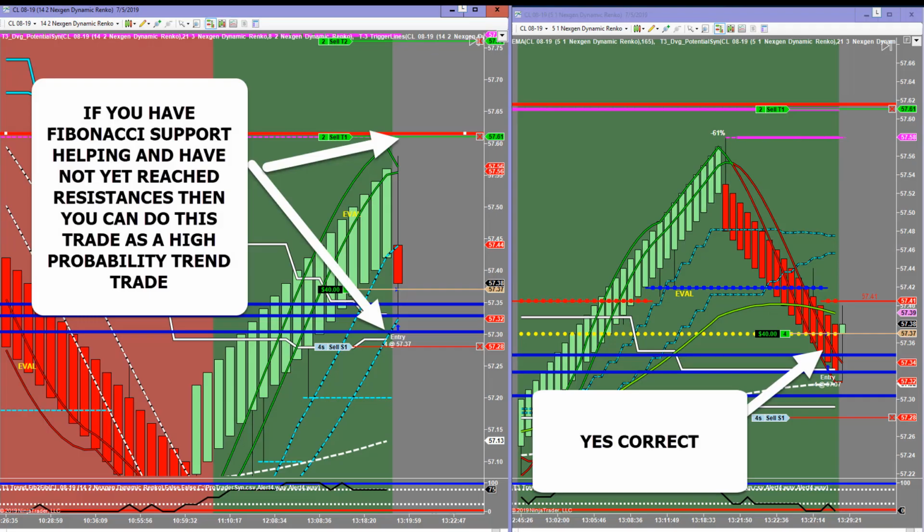So let's take a look at the correct look for Fibonacci. If you have a transition in your triggers and you have Fibonacci support and have not yet reached Fibonacci resistance, then you will buy a pullback into support using your larger and smaller charts to help you out. So this is a correct look of a correct trade with the correct Fibonacci and trigger line reading outcome with the transition.